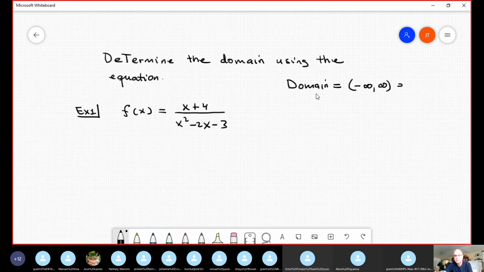Except restriction. And how do you find the restriction? Well, we have two kinds of restriction, and they can be combined.